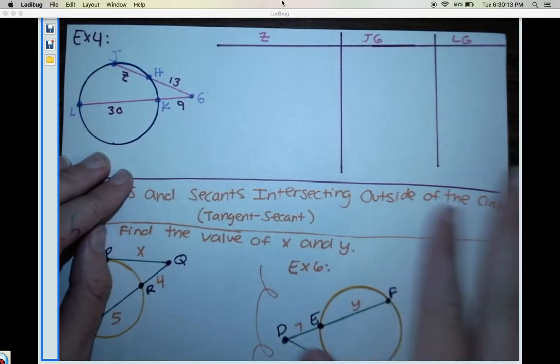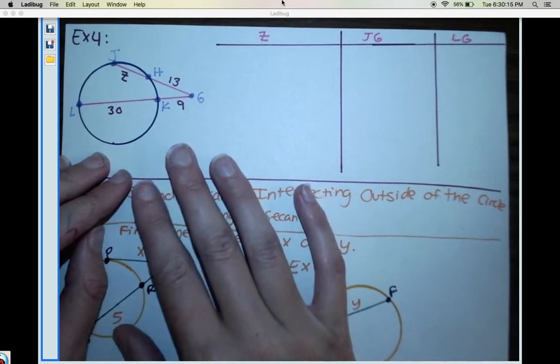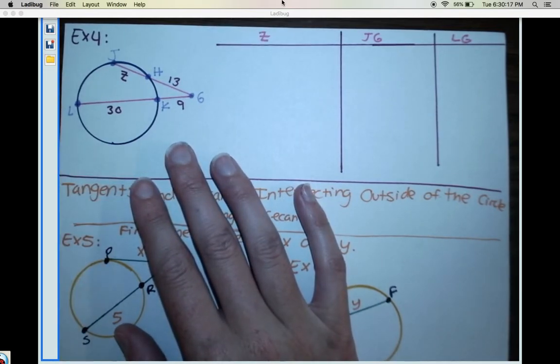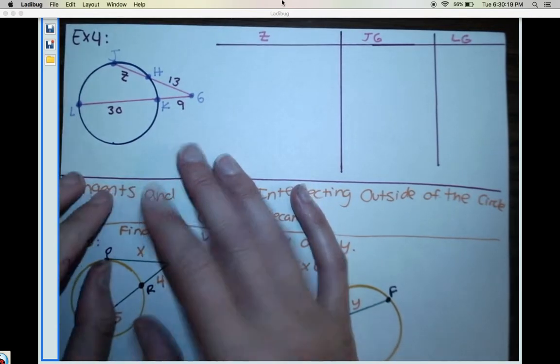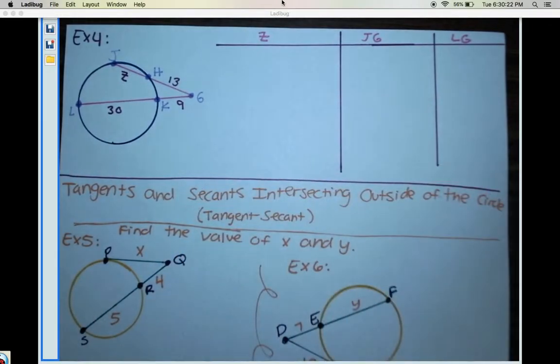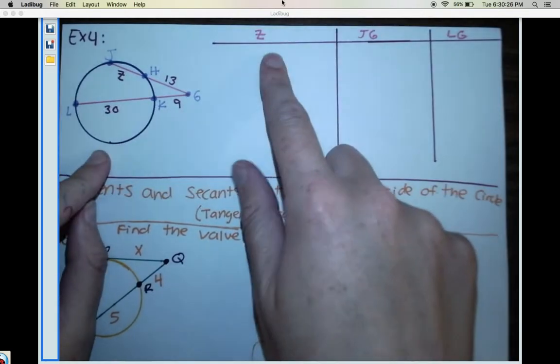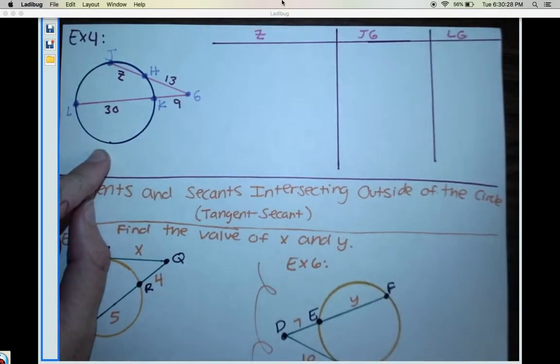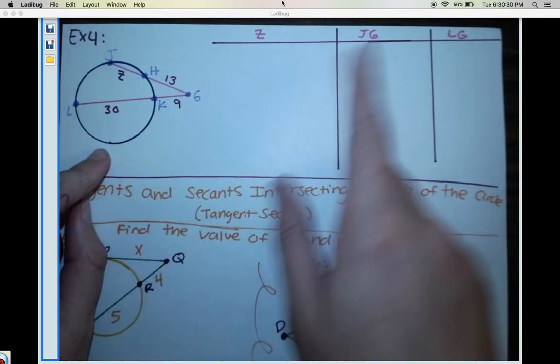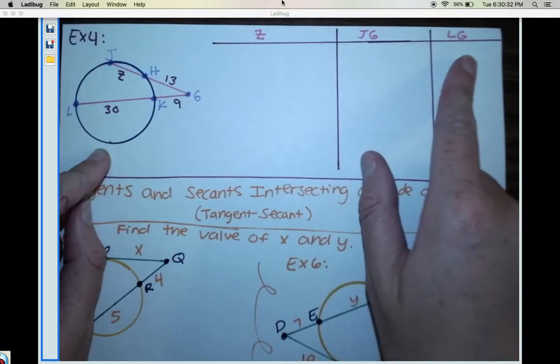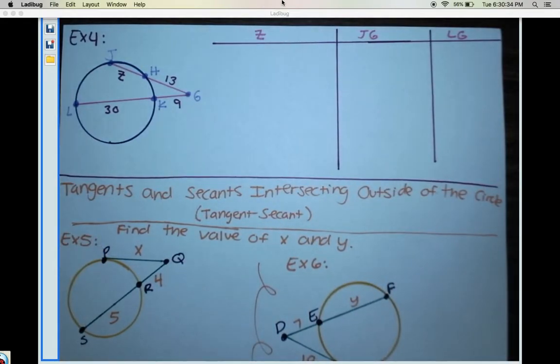Okay, this problem, you guys, is pretty much the same thing as example 3. So if you felt confident with example 3, go ahead and tackle example 4 on your own and see if you get it right. All right, so on this one, we're solving for z as well as the length of each of our secant segments, JG and LG. All right, let's get going.